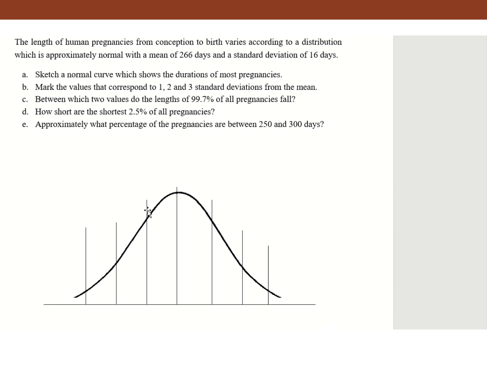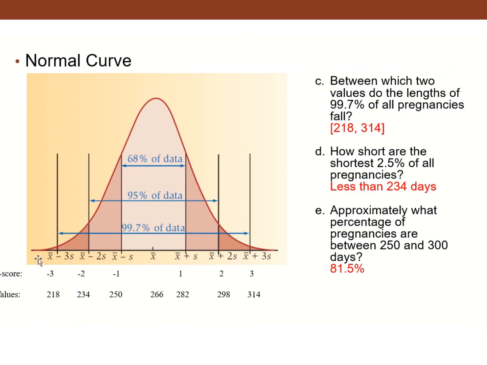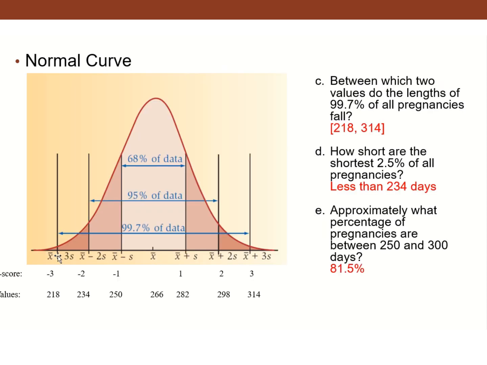What I told you, what are the 3 most important things? Write your percentages: 68%, 95%, 99.7%. And then you've got to fill up the Z-scores: 0, 1, 2, 3, -1, -2, -3, and the values. These are the 3 most important things actually. If you ask me about this part, no, not really needed. Okay, so let's look at part A. Sketch a normal curve. The curve is already done for you. It shows the duration of most pregnancies, which is the values. So the first 2 will be basically filling up the values for me.